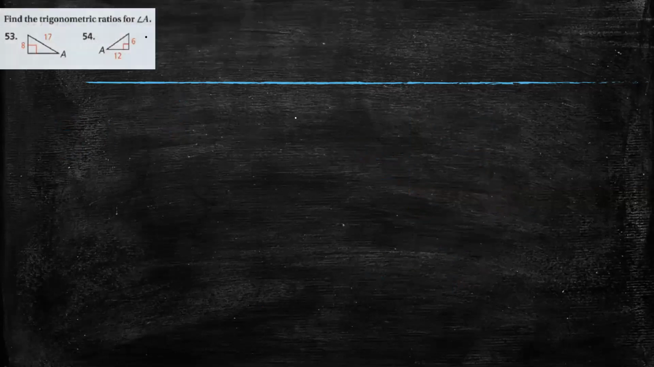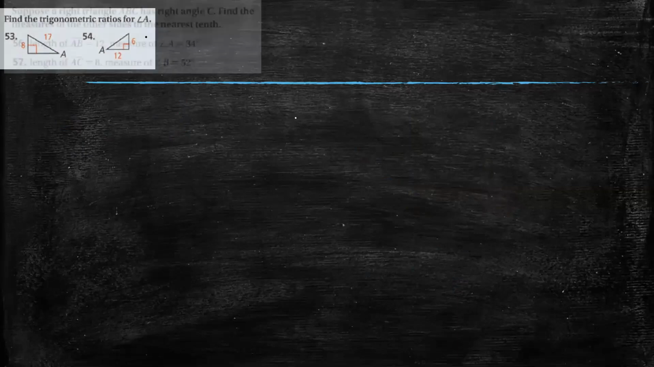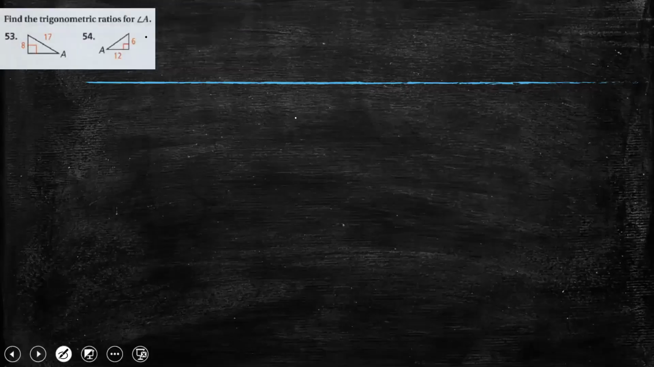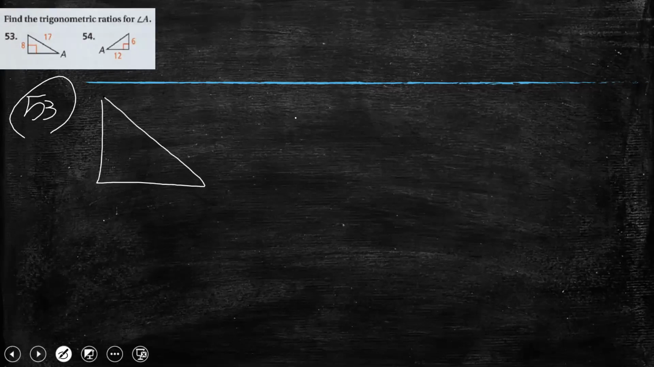Now, find the trigonometric ratios for angle A. You have to find sine, cosine, and tan. Let's solve number 53 here. In number 53, we have angle A here. We have 8 and 17, and I need to find sine, cosine, and tan.